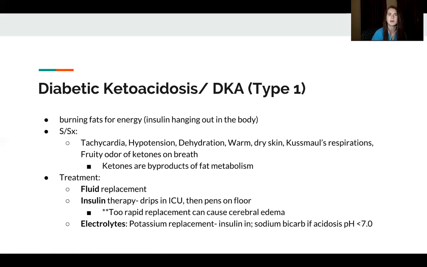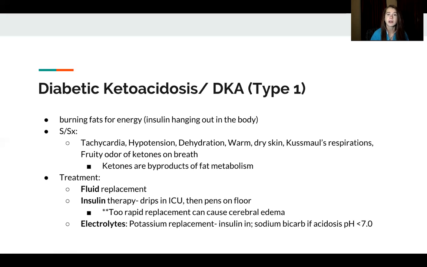And they often can develop a fruity odor in their pee or under their breath due to the ketones that have been produced. And you treat this with lots of fluids. The fluid will help dilute the serum and protect the blood pressure in the body from crashing any further due to the starvation. And of course, insulin therapy.